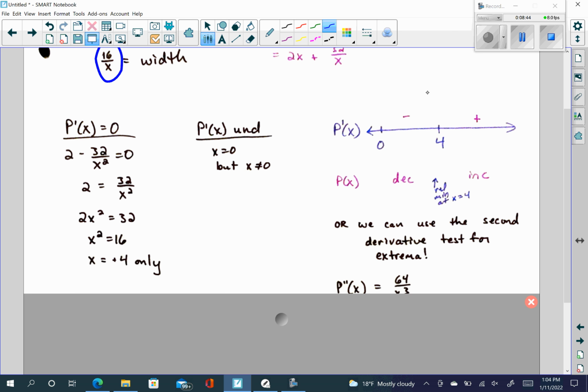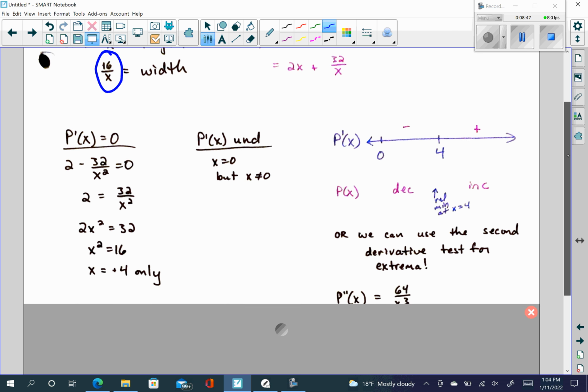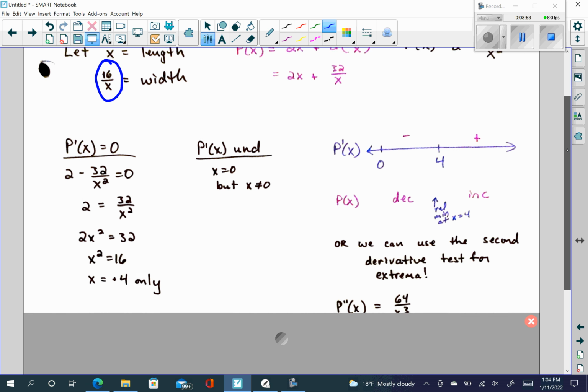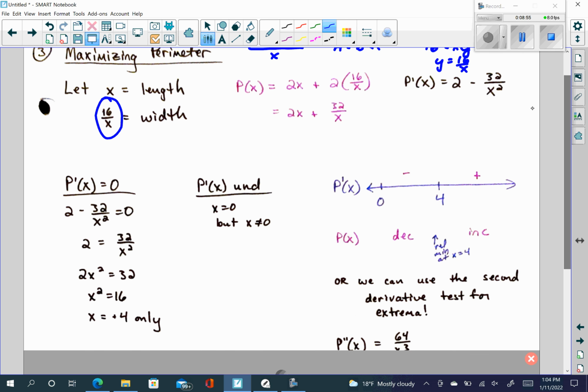So I want to test this. I just want to substitute it back into the first derivative, which is right up here. So imagine this is a 1. We would definitely get, sorry, this one up here.